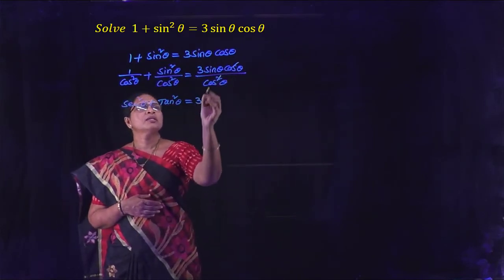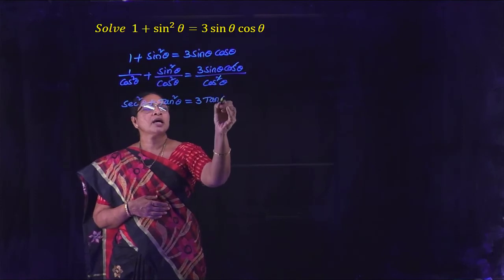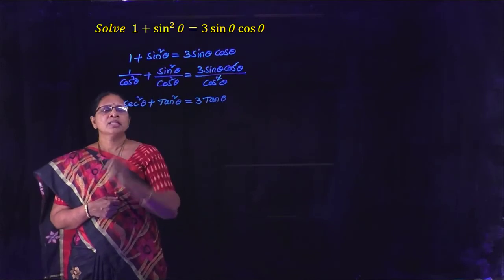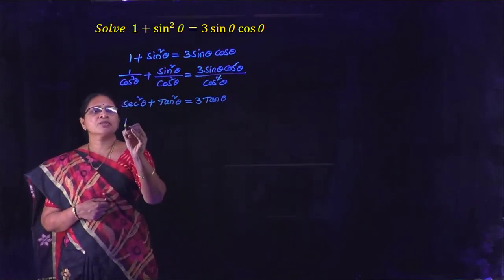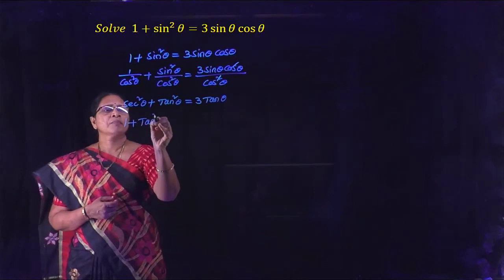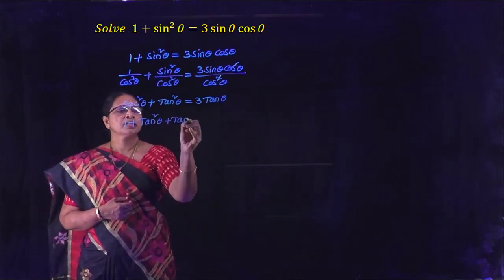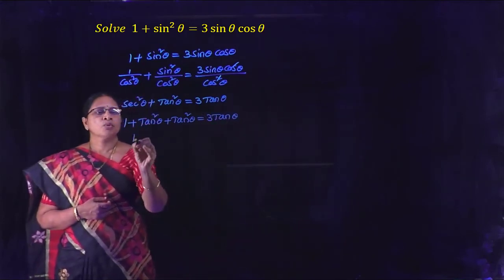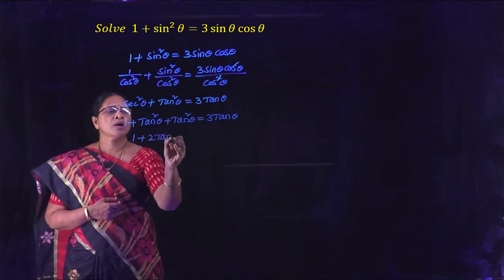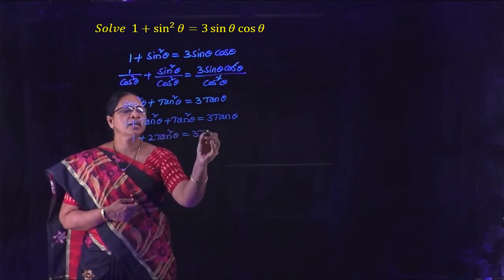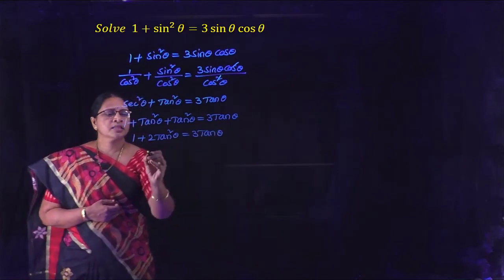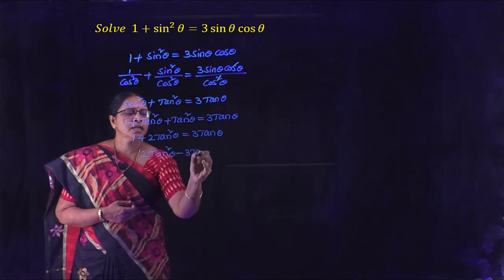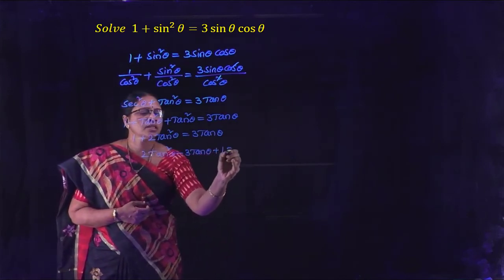3 into sin theta by cos theta is tan theta. Here 1 by cos square theta is secant square theta plus sin square theta by cos square theta is tan square theta. From the identity formula, we know that secant square theta is 1 plus tan square theta. Here 1 plus tan square theta plus tan square theta is equal to 3 tan theta. So 1 plus 2 tan square theta is equal to 3 tan theta. Rearranging this equation, we get 2 tan square theta minus 3 tan theta plus 1 is equal to 0.